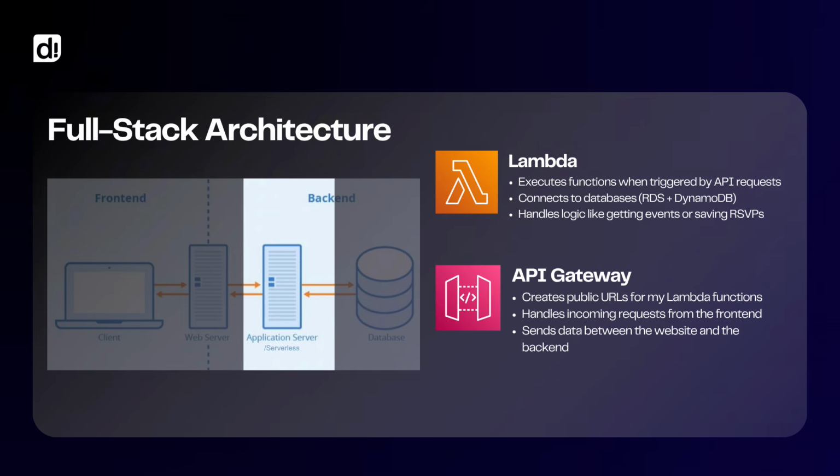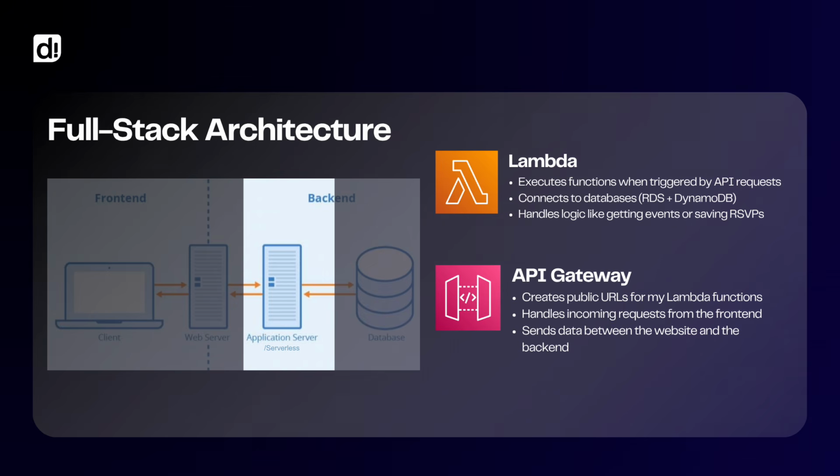So what is AWS Lambda? It's a service that lets you run code without managing any servers. Normally, you would need to launch a server, install Node.js, deploy your app, and keep that server running 24/7. With Lambda, you don't need any of that. You just upload your code, and AWS runs it only when needed.